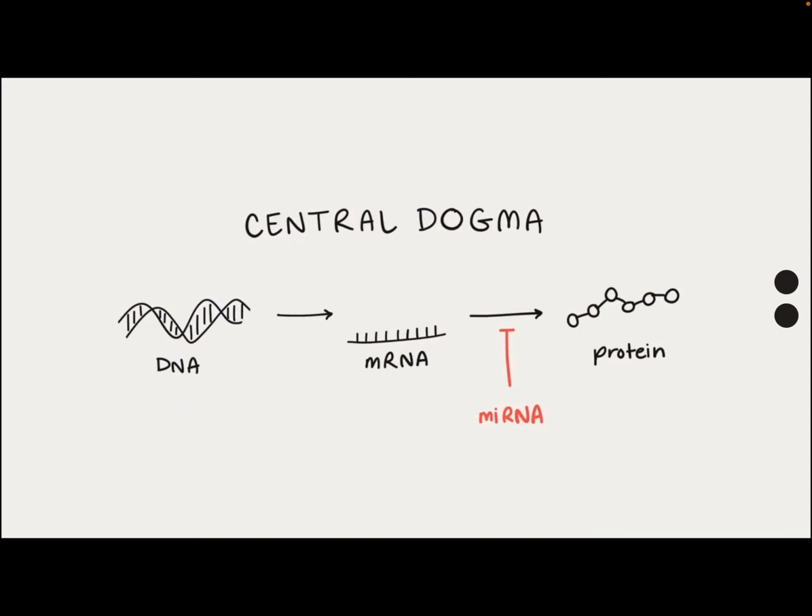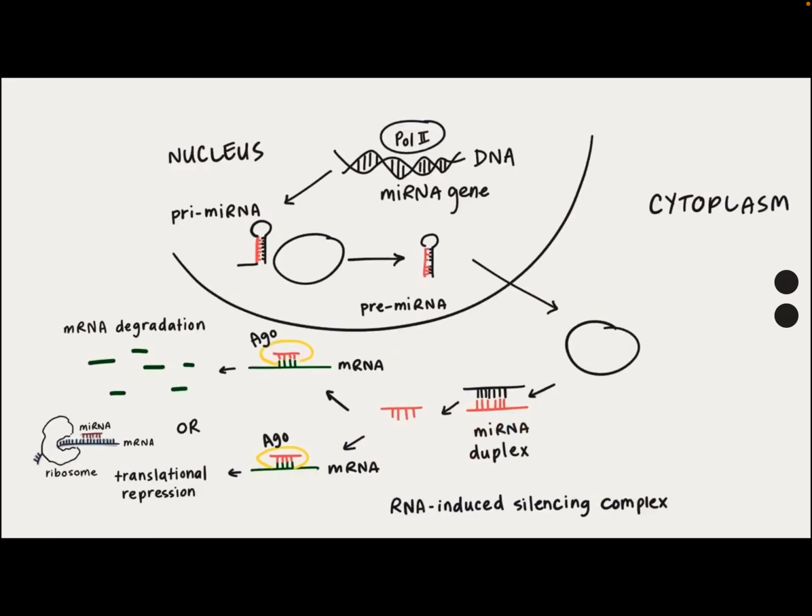As we know from the central dogma, messenger RNA transcribed from DNA is translated to synthesize proteins. Only when DNA is transcribed into RNA will microRNA jump in to stop the final step of the central dogma and prevent the protein from being made entirely. MicroRNA are synthesized in two stages. First, by a protein called Drosha in the nucleus.